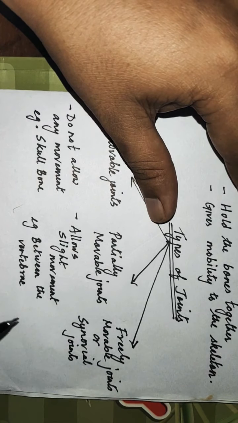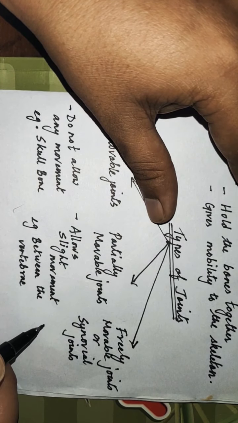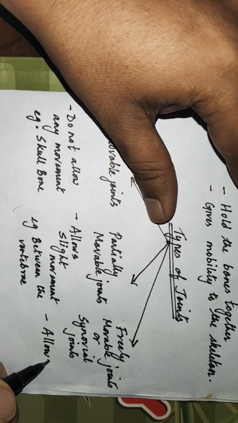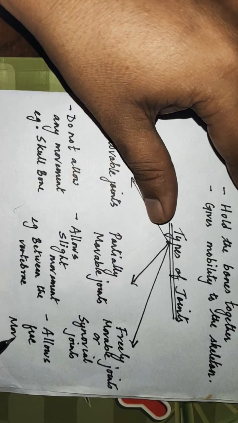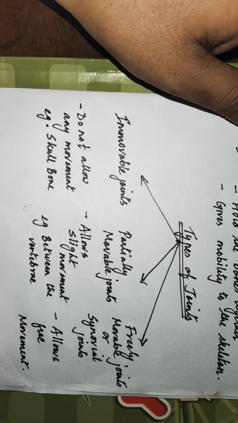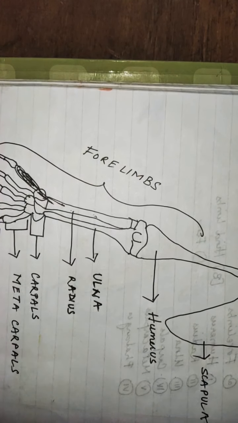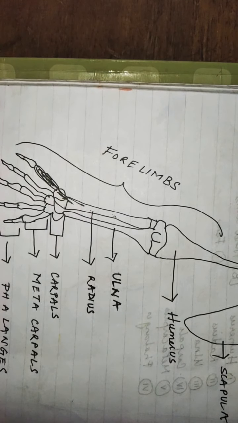And the last one is freely movable joints or synovial joints, means allows free movement. Right, so this allows free movement. Example will be this easy one, right? Movement of the forelimbs.